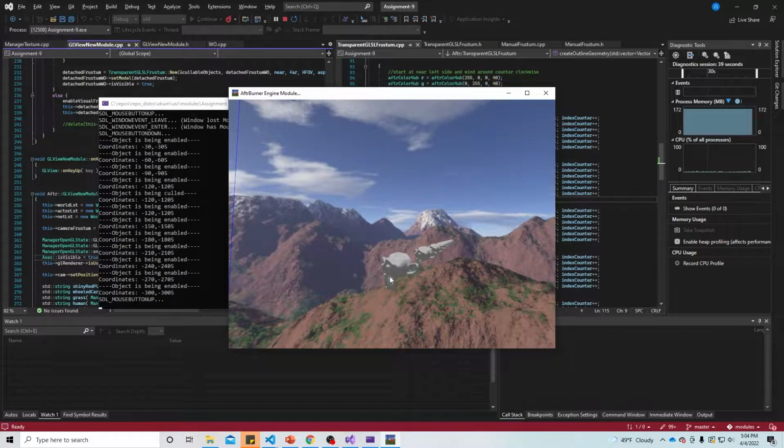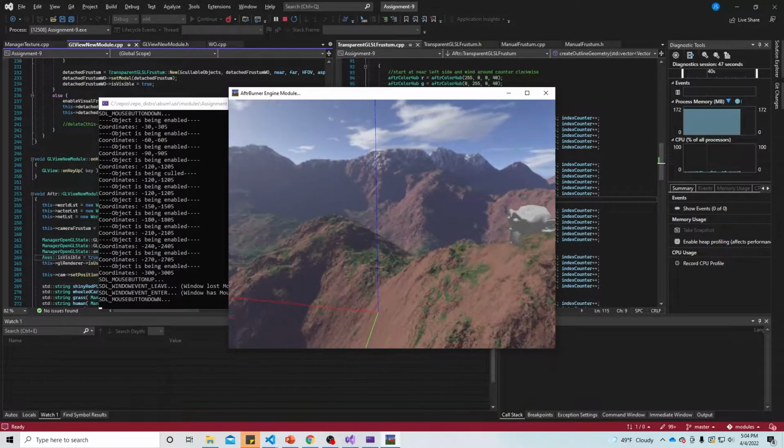And if we look back over, they're back again. You'll see that they're being re-enabled. So that's about it for that. We'll go ahead and disable it by pressing B.